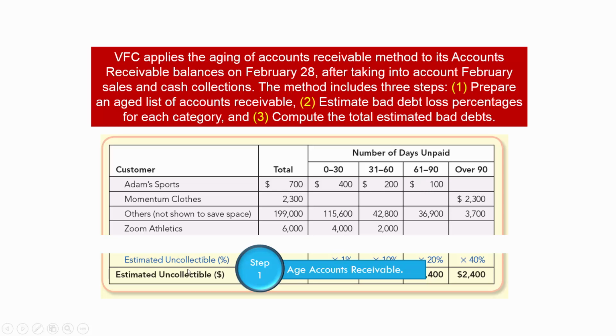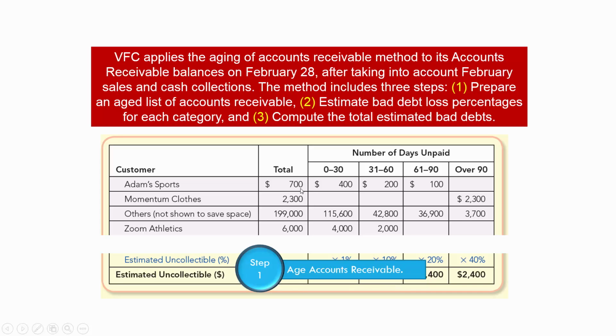And so the first thing we're going to do is take every customer's account and try to categorize or put these sales into the number of days unpaid into buckets. Okay, so we're putting them into buckets. If you notice with Momentum Close, their account is over 90 days unpaid. So 3 months. They haven't paid us in 3 months basically. So the first step is to age our accounts receivable.